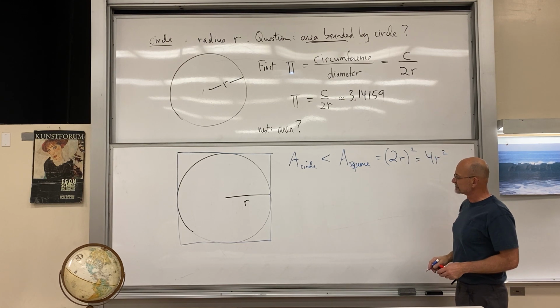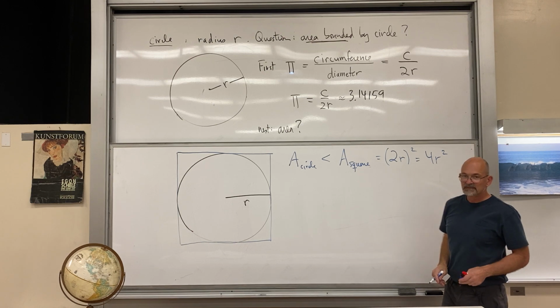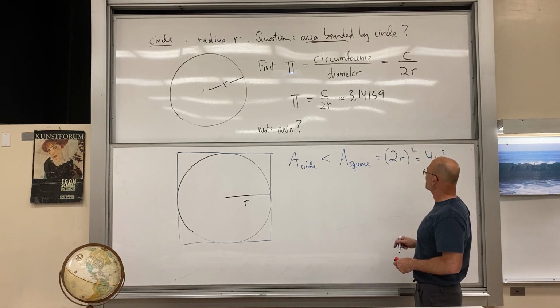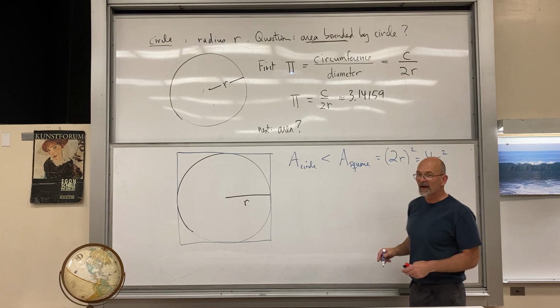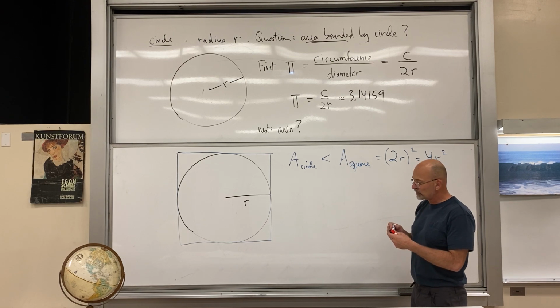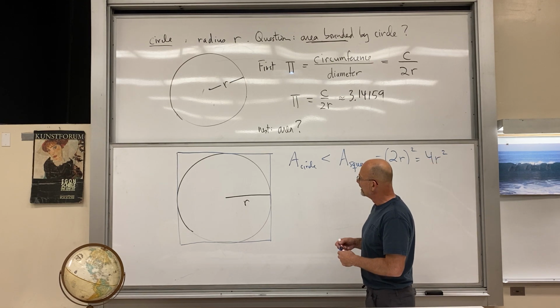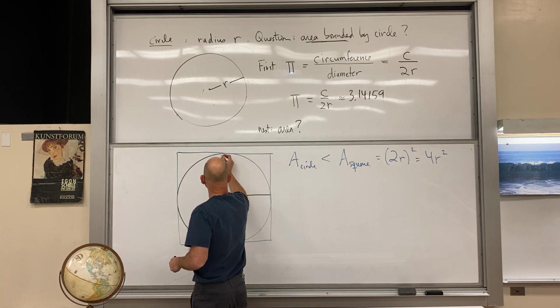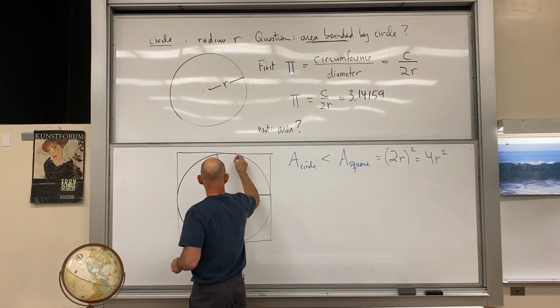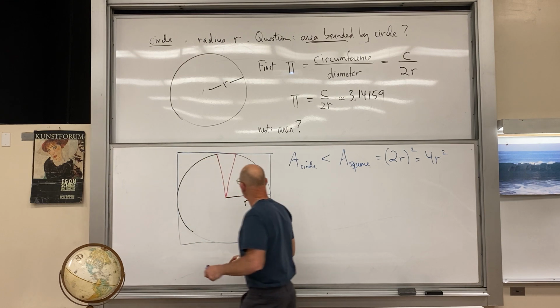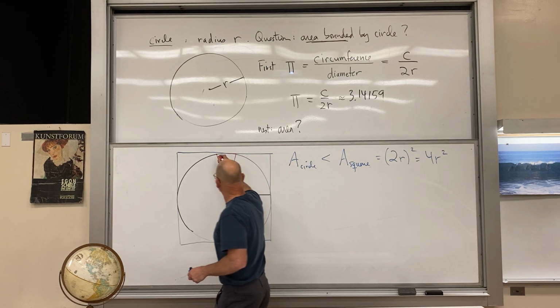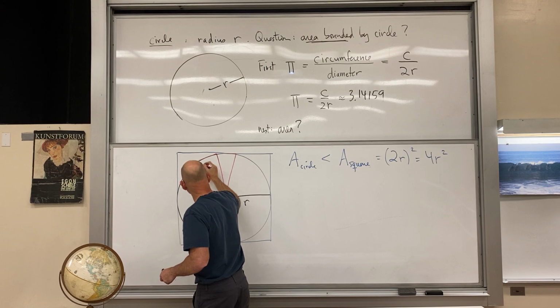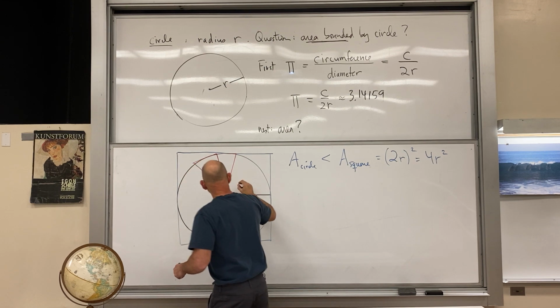Okay. So that's an estimate. But can we do better? The way we're going to do better, I've got another color here, is we're going to make a bunch of triangles like this, so that we'll draw tangents to the circle, and these will all be triangles.